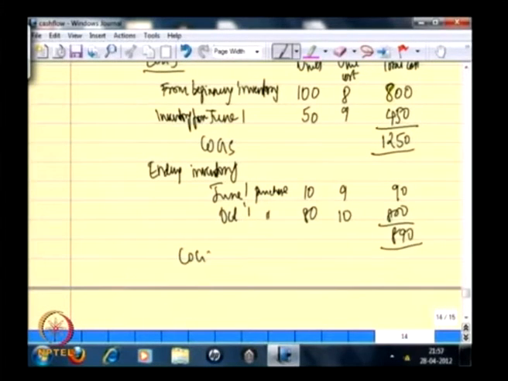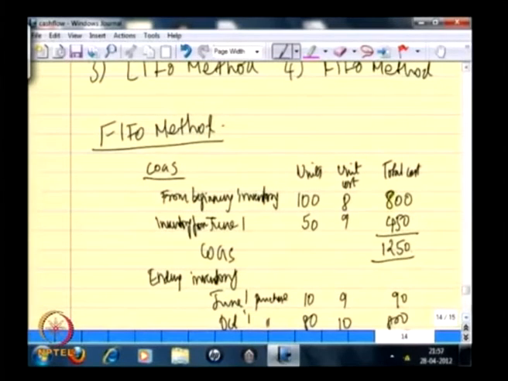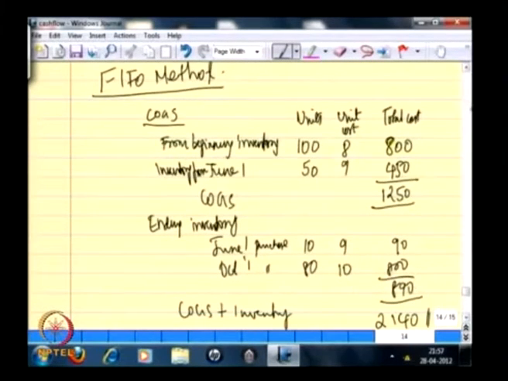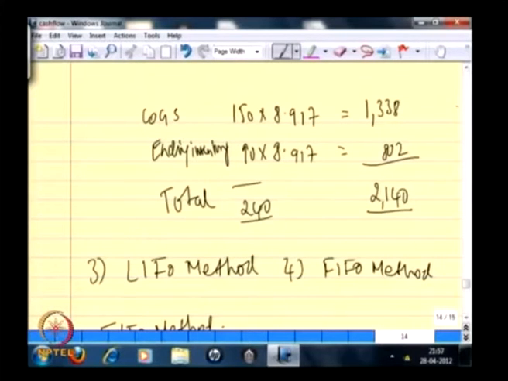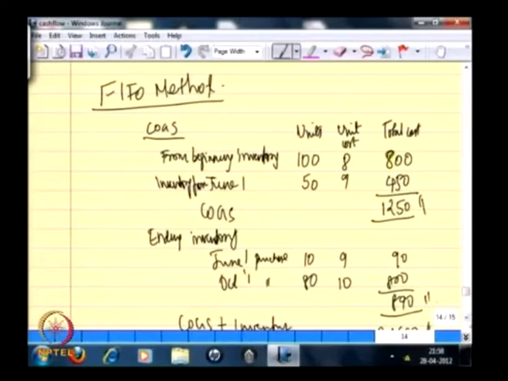So, what is cost of goods sold plus inventory? It is still 2140. This does not alter that 2140 that we saw in the previous two cases also, but in this case the cost of goods sold that gets recorded is 1250 and the value of the ending inventory is 890. Now, suppose I would have used the average cost method, then the cost of goods sold that gets recorded is 1338, in this case it is 802, whereas in this case it is 1250 and 890.